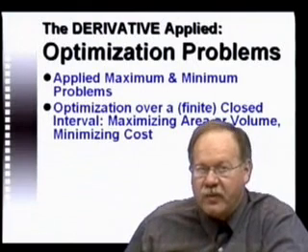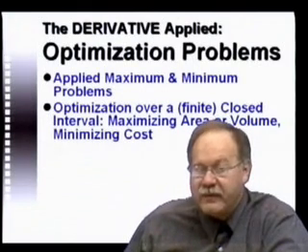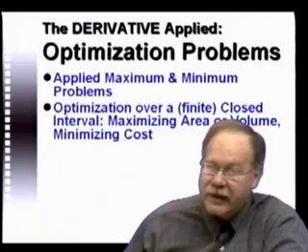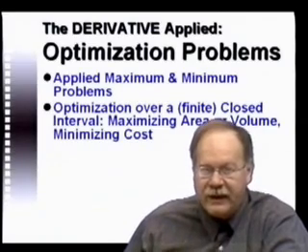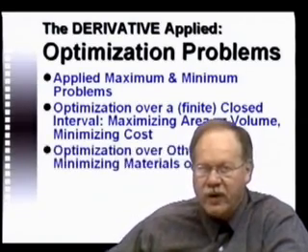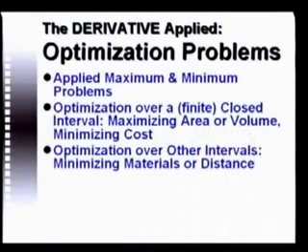The problems we just saw were where the domain of the variable was a closed interval, so we were guaranteed a global max and a min. Now we're going to look at the situation where we don't have a closed interval. We might have an open interval or partially open interval. We'll talk about minimizing materials or distance, mainly materials in this case. And let's do it again by an example.